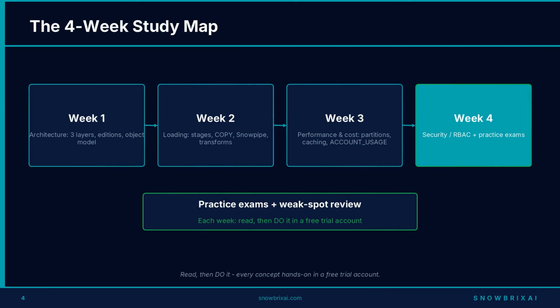Here is the 4-week map I would hand to anyone starting today. Week 1 is architecture, the 3 layers, the additions, how the platform is built. Week 2 is loading, stages, the copy command, snowpipe and basic transforms. Week 3 is performance and cost, micro partitions, caching, warehouse sizing and finding spend in account usage. Week 4 is security and role based access, then practice exams. But here is the rule that makes it work. Each week you read and then you go do it in a free trial account. Reading alone will not get you there.